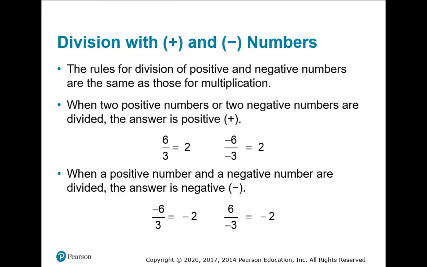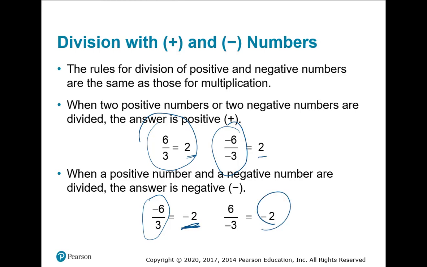Still get negative 6. When we divide with positive and negative numbers, the rules for division are the same as those for multiplication. So if I have two positive numbers, 6 divided by 3 is 2. Negative 6 divided by negative 3 is also 2. So both positive or both negative. If I have one positive and one negative, negative 6 divided by 3 is negative 2. 6 divided by negative 3, negative 2. So one of those was positive and one of these was negative for this example.